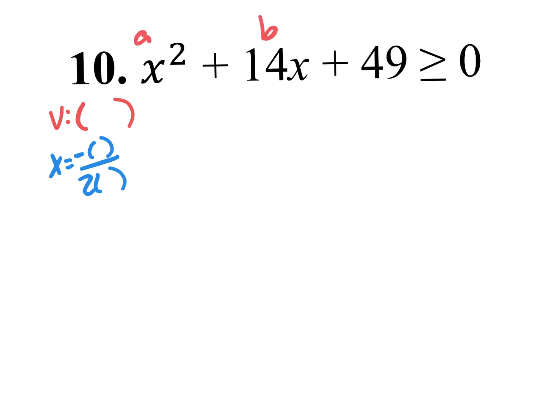B value is 14, a value is 1. So we have 14 divided by 2. So we really have x equals negative 14 divided by 2. That's saying x equals negative 7. Well, that's going to be ugly. Anyway, let's keep going.